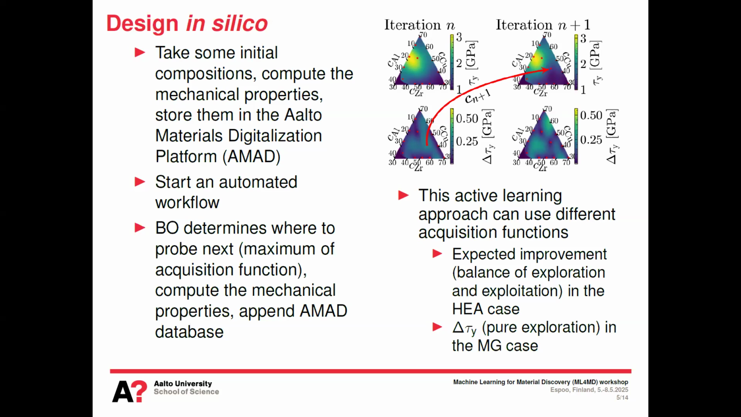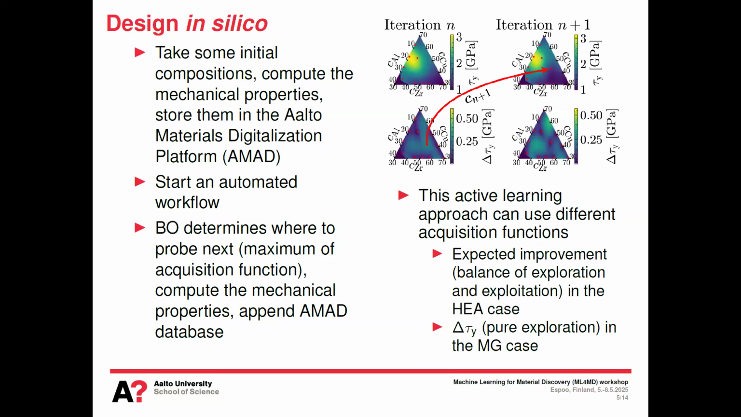Then we store an automated workflow, which is, based on this data, the Bayesian optimization determines where to measure next, takes the maximum of the acquisition function, computes the mechanical properties and appends the database, and then you go around this. So the idea is that you have some points here shown in red that you have measured, then you do this GPR to map basically the surface, then based on the standard deviation, you compute some acquisition function and then take its maximum. Okay, so this is our new point. So we measure there and then keep going.